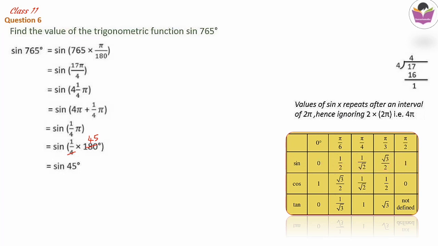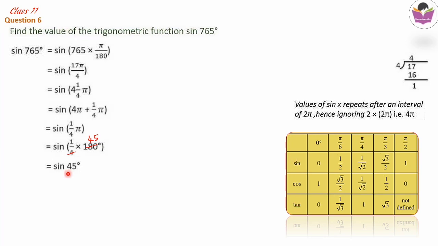Then the same values we write from right to left in the second row: 0, 1 by 2, 1 by root 2, root 3 by 2, 1. Again, if you divide sine by cos, you get the tan value. 0 by 1 is 0; 1 by 2 divided by root 3 by 2, the 2 cancels, giving 1 by root 3; 1 by root 2 by 1 by root 2 is 1; root 3 by 2 by 1 by 2, here also the 2 cancels, root 3 will come; 1 by 0 is infinity or not defined. So this table we can easily prepare, and by using this table of values and these 3 trigonometric functions, we can define all the other 3 trigonometric functions as well.